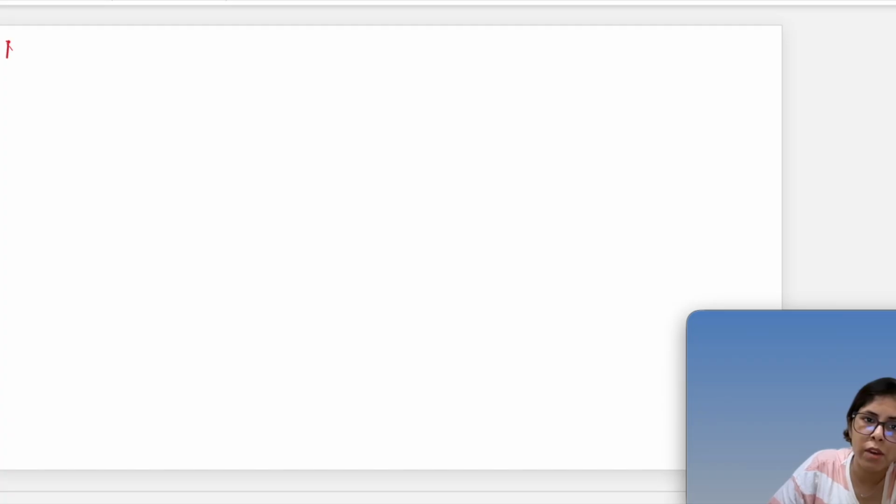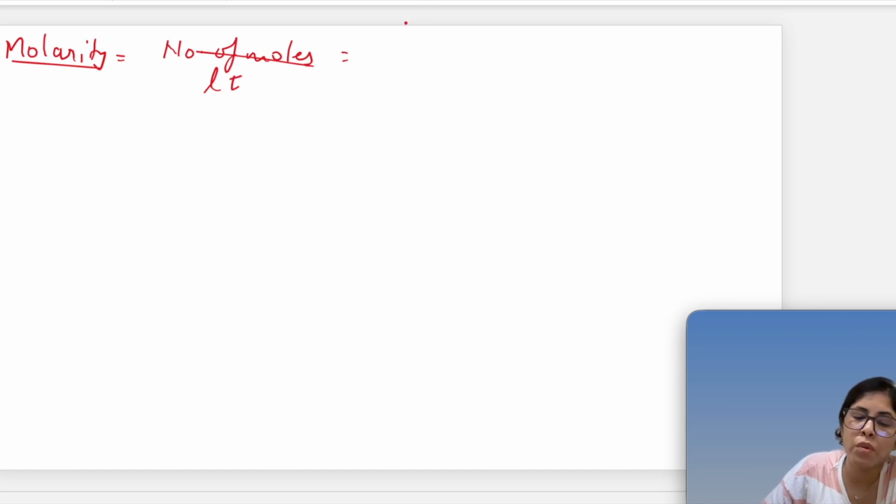Now if I want to calculate the molarity, the formula was the number of moles per liter. The number of moles is 2, right? We just calculated that. But in how many liters? 2 liters. So per liter it is 1 mole per liter. So the molarity is 1 M H2SO4.